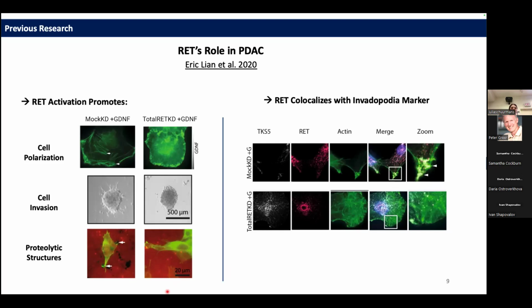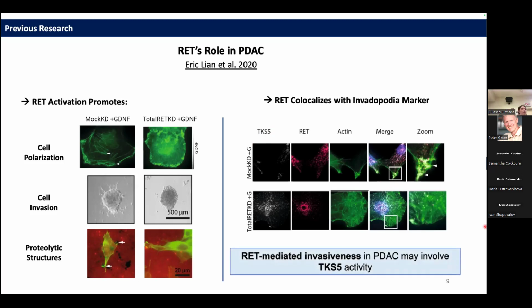The ones I'm going to look at specifically are called invadopodia. Dr. Eric Lian then looked at colocalization of RET and a specific known invadopodia marker in pancreatic cancer cells called TKS5, and he found that they were colocalized at the leading edge of pancreatic cancer cells. So this makes us wonder: does RET-mediated invasiveness in PDAC involve TKS5 activity and the promotion of invadopodia formation?